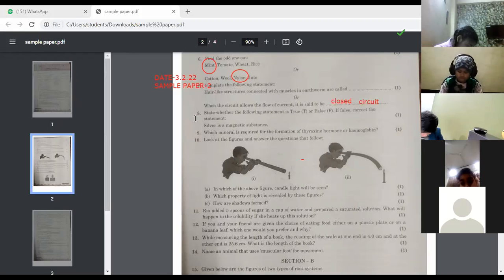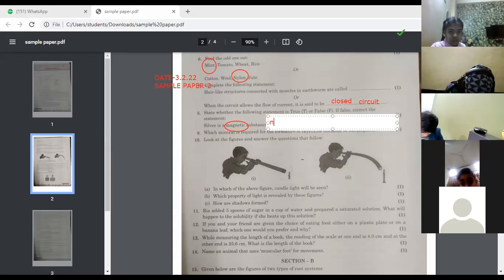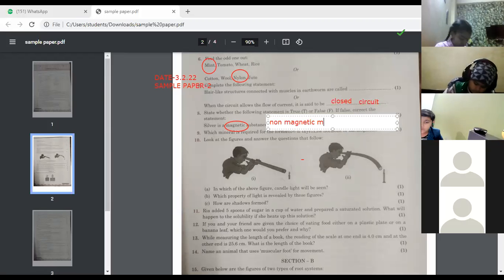Next, question number 8. State whether the following statement is true or false. If false, give the correct statement. First is silver is a magnetic material. Kindly find the mistake. Ma'am, can I tell? Yes, Saksham Sharma. Yes, Aditya Biswas. Non-magnetic material. Yes, it is a non-magnetic material.